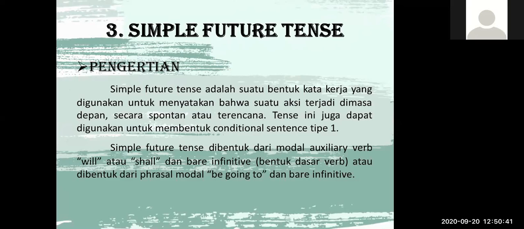Simple future tense. Simple future tense is a form of the verb used to express that an action occurs in the future, spontaneously or planned. This tense can also be used to form a type 1 conditional sentence. The simple future tense is formed from the modal auxiliary verb will or shall and the bare infinitive, the basic form of the verb, or from the phrasal modal going to plus the verb infinitive.